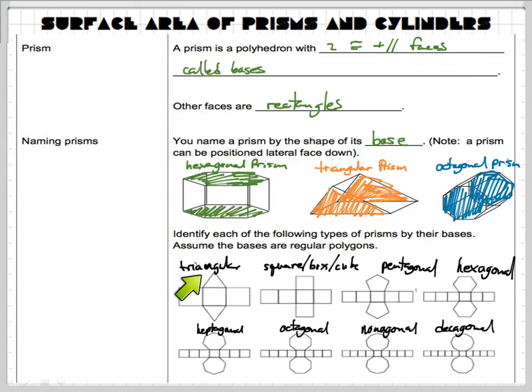Here you have your triangular. This one can be called a square, a box, or a cube because he's special. He's well known around the world. This is pentagonal. There's hexagonal. Hey, we already know that guy. Heptagonal, octagonal. Hey, he's right there too. That's him all folded up. This is nonagonal, whatever. Decagonal. Make sure you guys have the correct names.